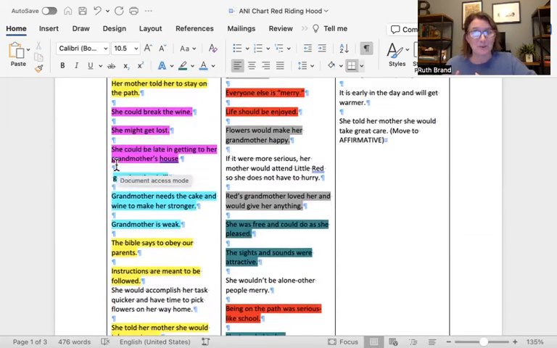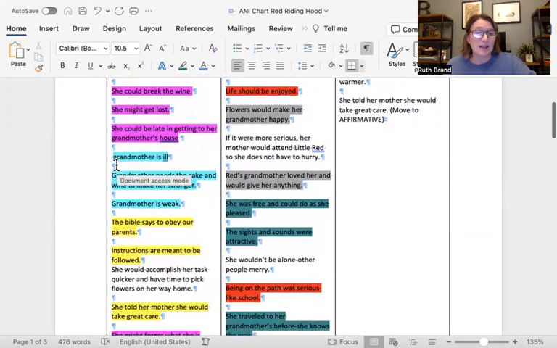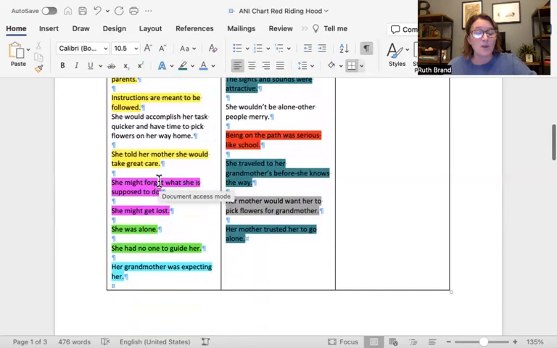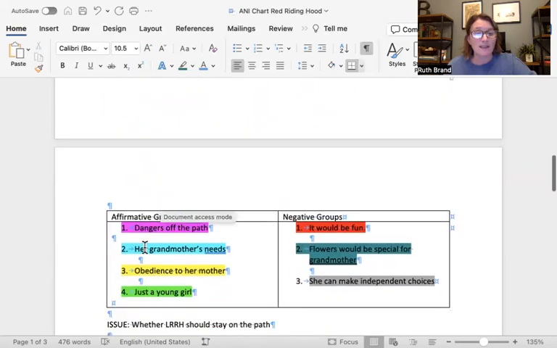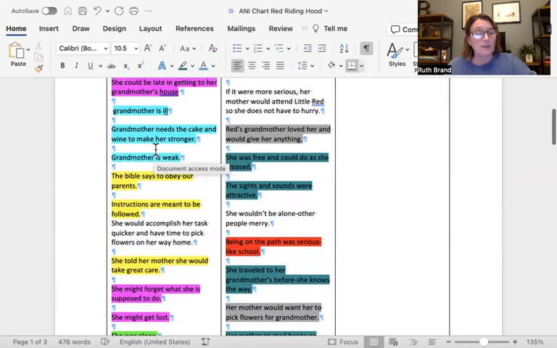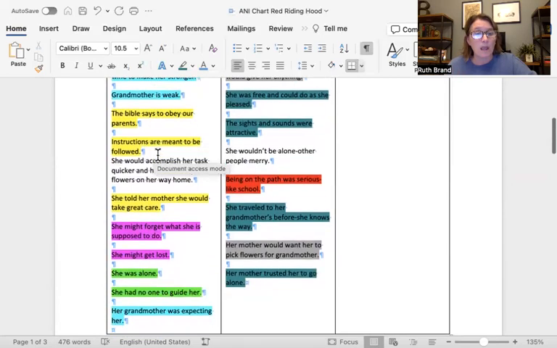And we're only going to do this with the affirmative because this is just review. And in class today, you did this with your affirmative and with your negative. So I still had things that were not highlighted yet. And I started at the first one and that was grandmother is ill. So I'm thinking I'm probably going to be looking for anything to do with grandmother. Grandmother needs the cake and wine to make her stronger. Boom. Those two went together for me. And right away, before looking for anything else, I called it grandmother's needs. I went back to my list and I kept going down the list. I'm looking for anything else about grandmother's needs. Well, here you go. Grandmother is weak.